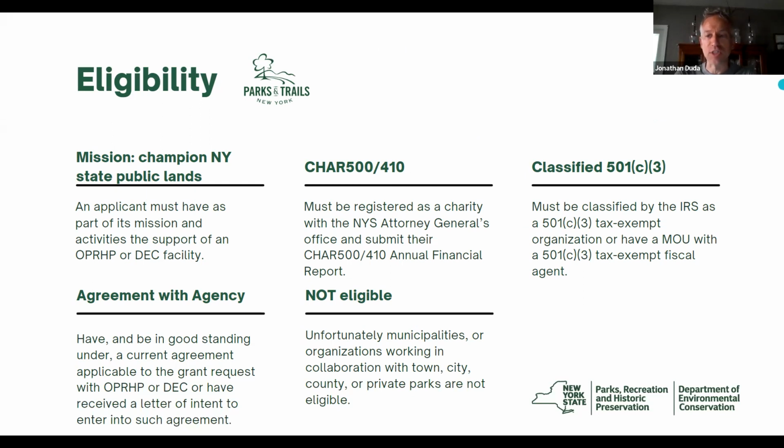Looking through the chat, I'm already seeing the organizations in there. For the most part, it looks like most of them are eligible, but let me go into a little bit more detail in terms of the eligibility.